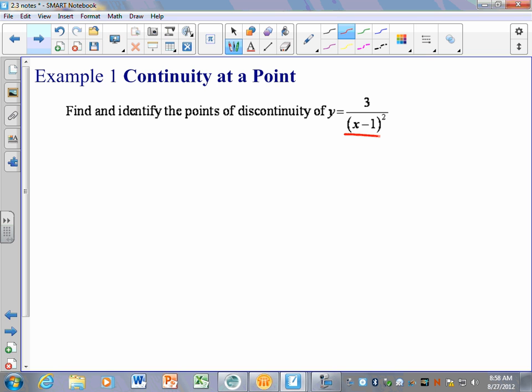Because if I plug 1 into this equation, do you agree I'm going to get 0 in my denominator? So I know without even making a graph that at x equals 1, I'm going to have a point of discontinuity. At x equals 1. Do you know what kind of discontinuity that's going to be without having to graph it? What did you say? I think it's going to be an asymptote. Do you agree with that?